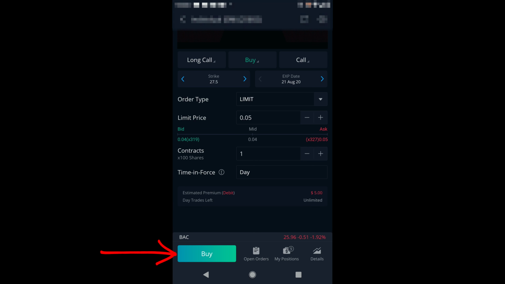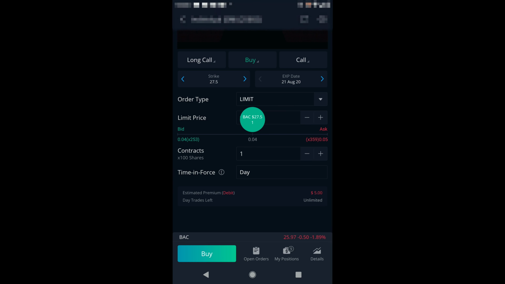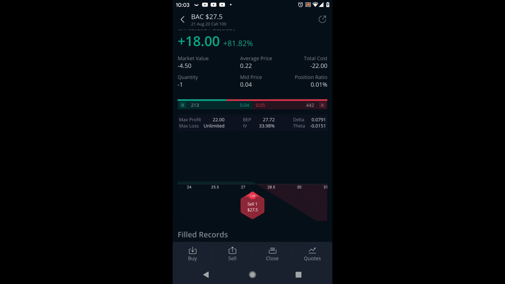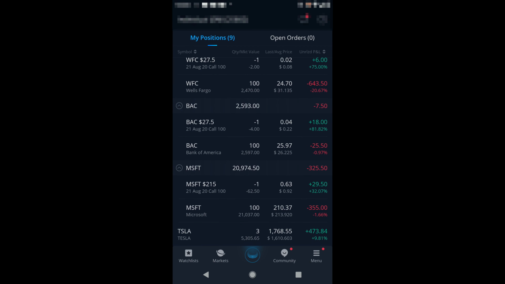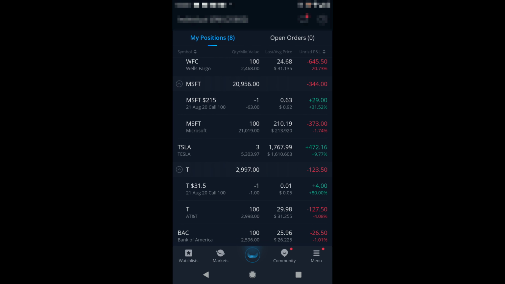Let's go ahead and click buy. Just to confirm, it tells you to double check your strike price and expiration date. That matches up with what we ended up selling the covered call. At this point, we are going to pay 5 cents per share, so that's $5. So confirm. Then you'll get a notification that it's been filled. If you go back, you'll see that our Bank of America covered call is gone. So now we only have the 100 shares of Bank of America.